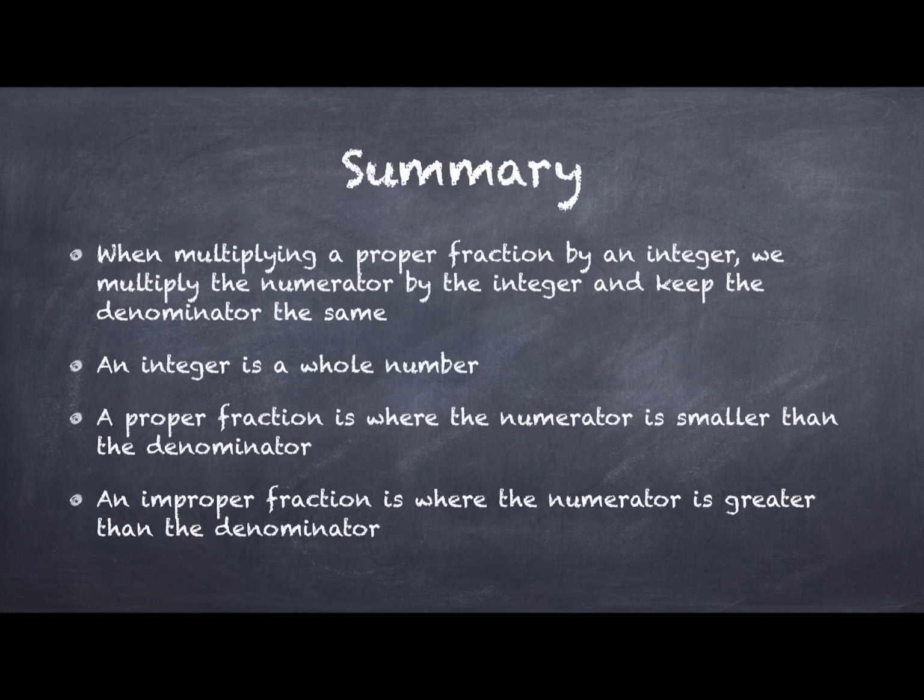So when multiplying a proper fraction by an integer, we multiply the numerator by the integer and keep the denominator the same. An integer is just a whole number. A proper fraction is where the numerator is smaller than the denominator. And an improper fraction is where the numerator is greater than the denominator.